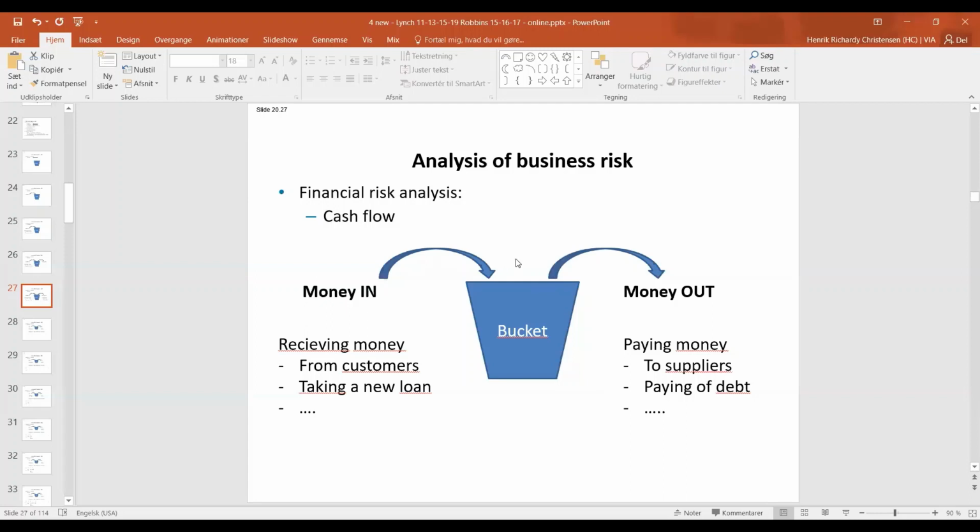So investing in entering a new market will cost a lot of money. That means we spend a lot of money from the bucket that we have before we start to get money back from all of those customers that we expect to sell our products to. Okay.